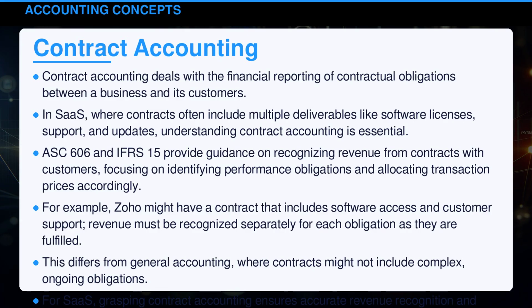For example, Zoho might have a contract that includes software access and customer support. Revenue must be recognized separately for each obligation as they are fulfilled. This differs from general accounting, where contracts might not include complex ongoing obligations. For SaaS, grasping contract accounting ensures accurate revenue recognition and compliance with financial reporting standards.